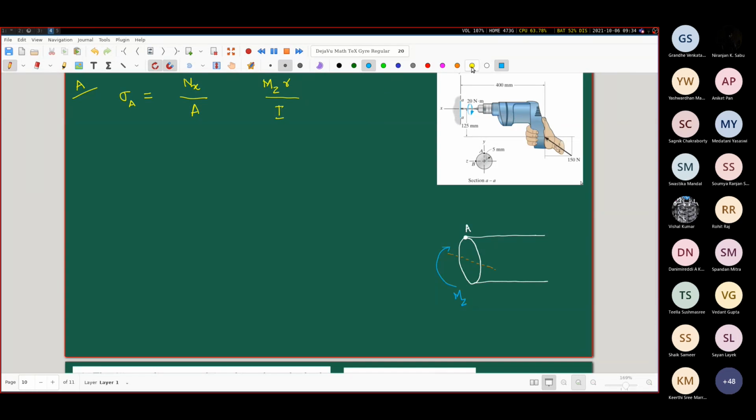What is the I about that? Tell me. So pi by 4 into r to the power of 4. Very good. What will be the value of the polar moment of inertia? Because that also will require later. Let me write this down together. So twice of I, so pi by 2 r to the power 4. So I we know, R value we know, MZ we have calculated in the previous page. NX also we have calculated in the previous page. A is simply pi r square.